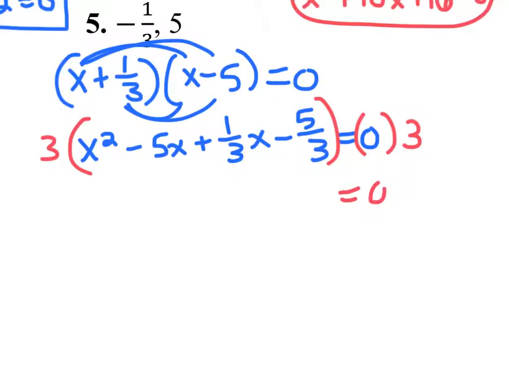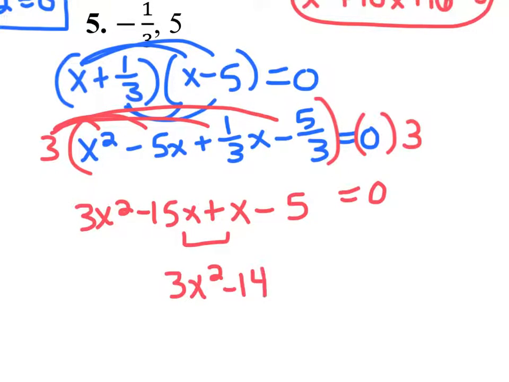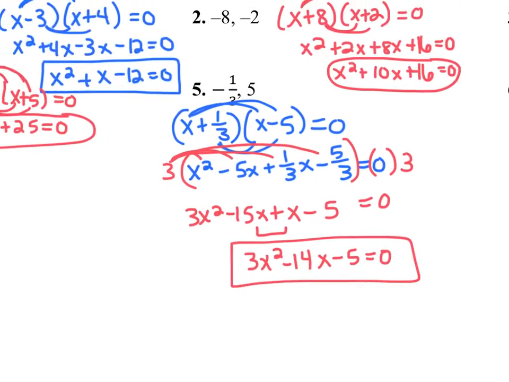So obviously it doesn't affect this right side, so that's why it's so nice that we can set it equal to 0. Distribute the 3, so 3x squared minus 15x. And then 3 times 1/3 is 1, so plus 1x. Then 3 times negative 5/3 is negative 5. Now combine like terms. So 3x squared minus 14x minus 5 equals 0. That's your answer for 5.